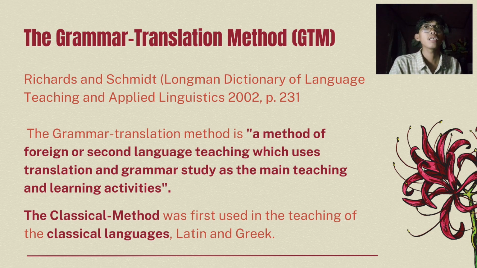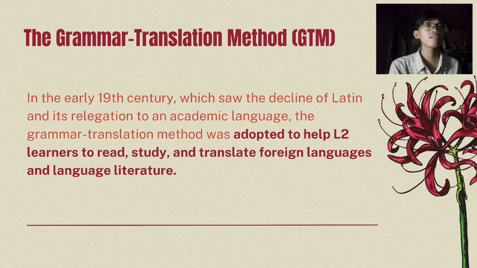The grammar translation method is not new. It has different names, but it has been used by language teachers for many years. And at one time, it was called the classical method because it was first used in the teaching of classical languages, just like what I have mentioned earlier, languages like Latin and Greek. And in the early 19th century, which saw the decline of Latin and its relegation to an academic language, the grammar translation method was adopted to help second language learners to read, study, and translate foreign languages and language literature.